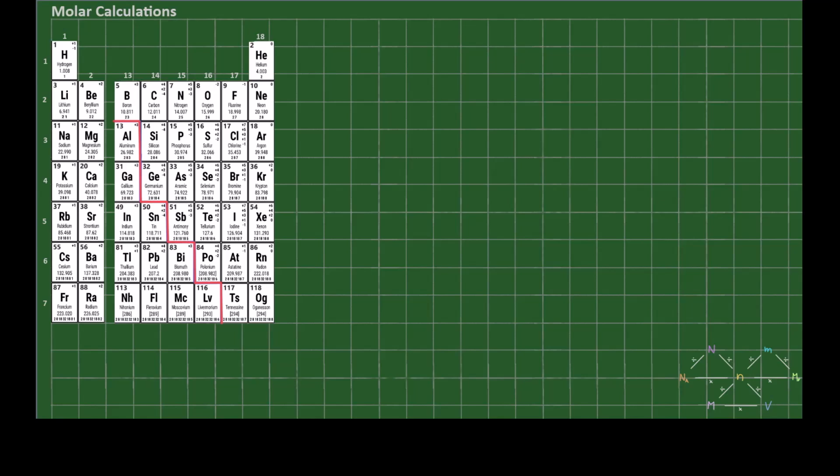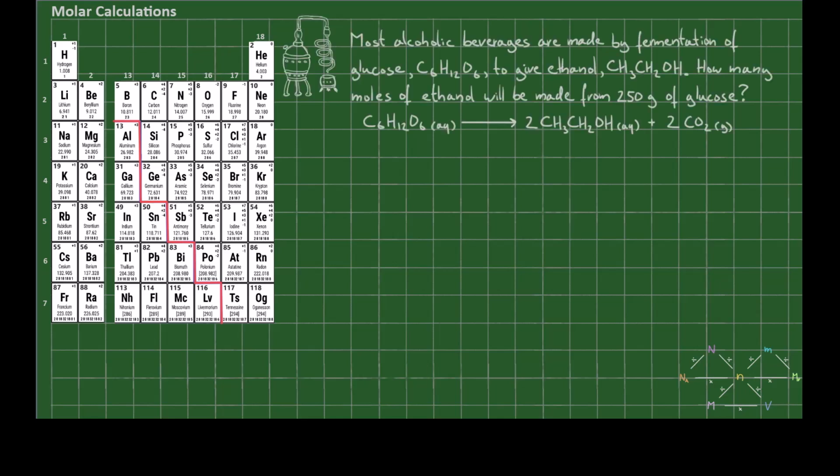Hello good people, I'm going to demonstrate molar calculations that need to take into account stoichiometric ratios. In other words, these are molar calculations that take into account balanced chemical reaction equations. Most alcoholic beverages are made by fermentation of glucose.